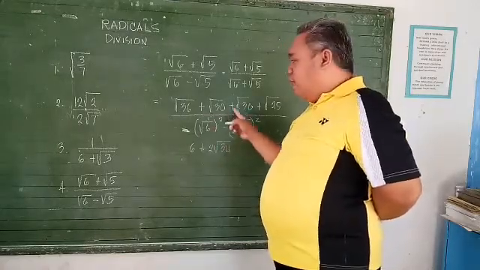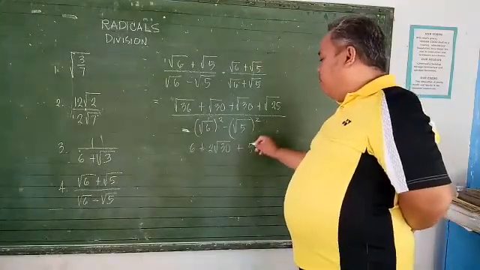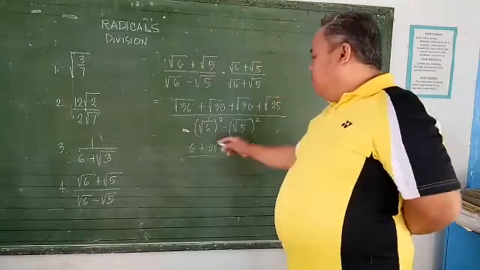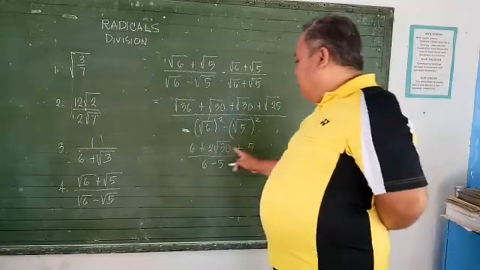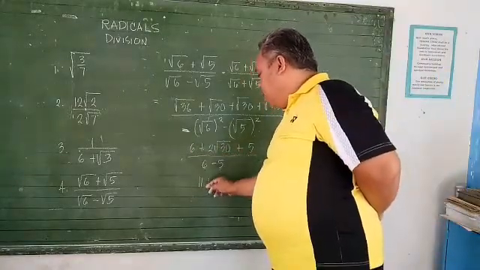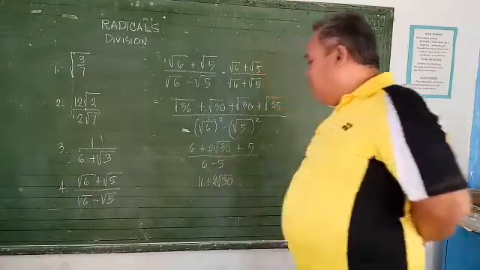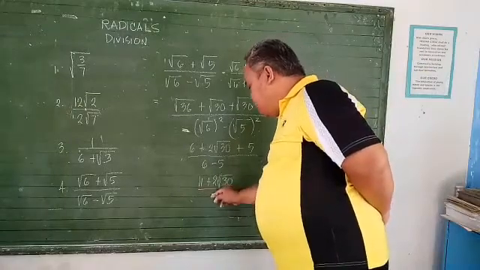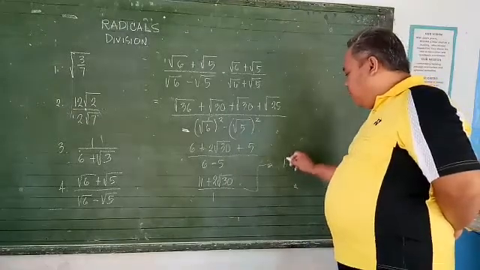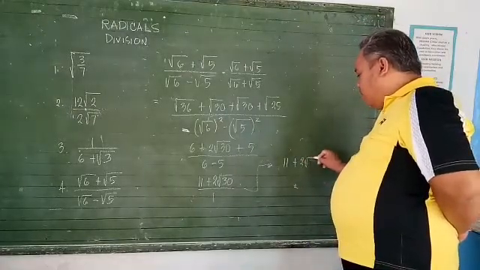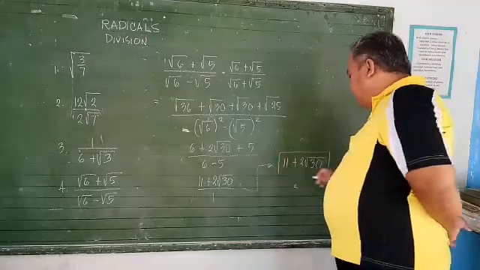We're going to add the radicals, we don't add those. And then plus square root of 25, that's 5. And then at the bottom, that's 6 minus 5. Then we add these two: that is 11 plus 2 square root of 30. So 6 minus 5 is 1. Since we don't need to write the 1, the final answer could be 11 plus 2 square root of 30. So that will be your final answer for this.